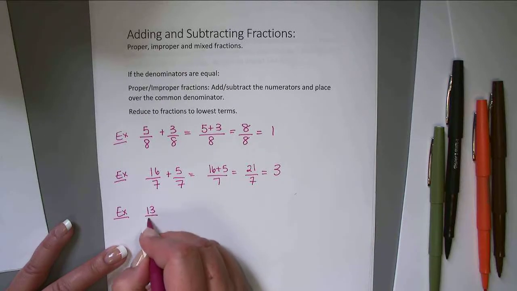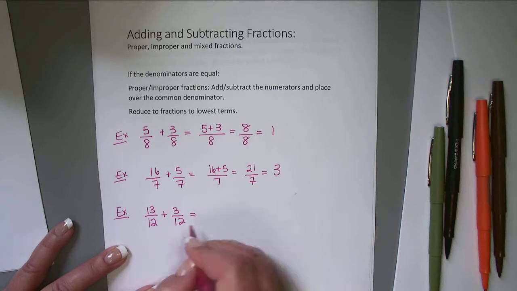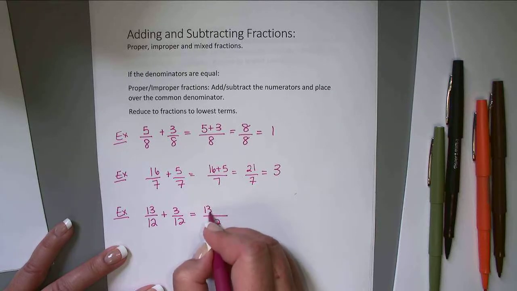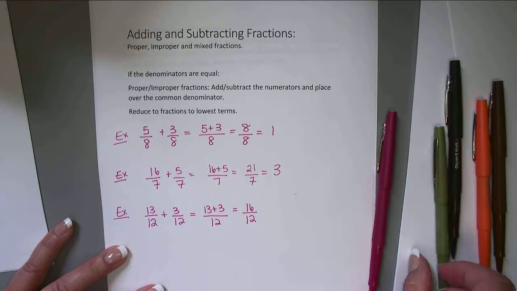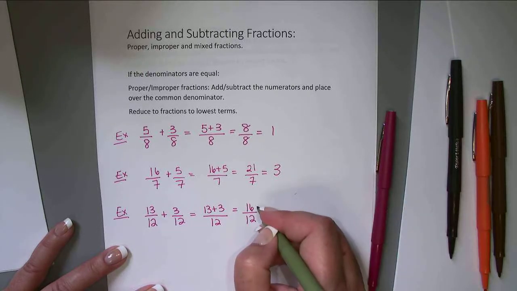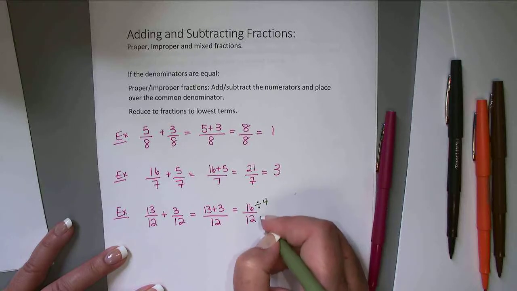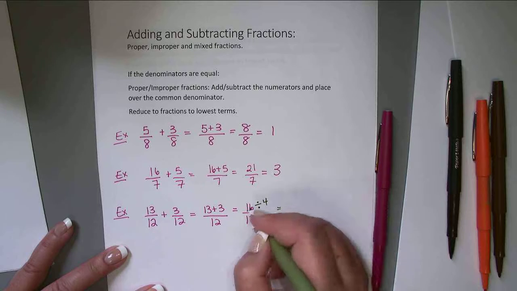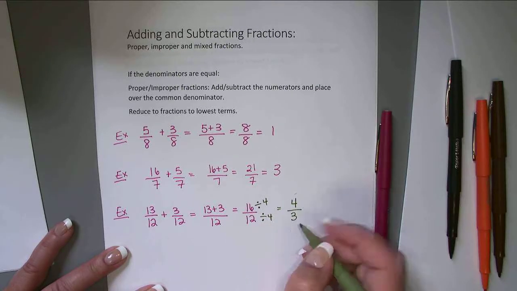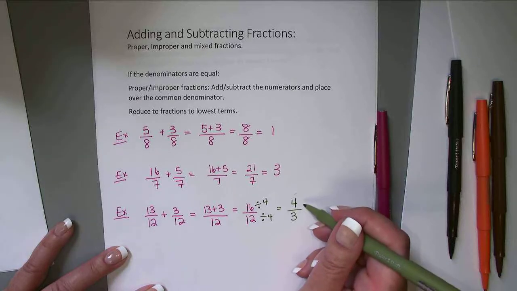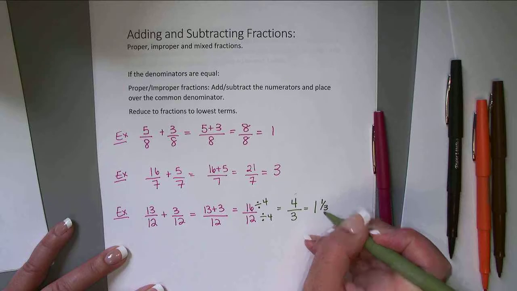So if we had, say, 13 over 12 plus 3 over 12, again they have a common denominator, 12, and if we add the numerators, we will have 16 over 12. Now, to reduce to lowest terms, we would look for what number will divide into both of these. So I notice that that would be 4. 16 divided by 4 is 4, and 12 divided by 4 is 3. Now we could convert this to a mixed number. 3 goes into 4 once, with a remainder of 1 over 3.